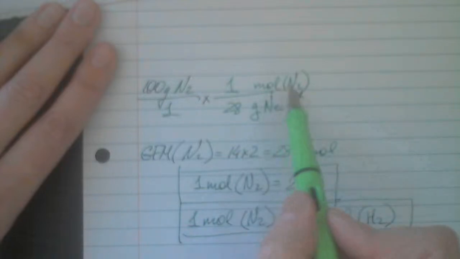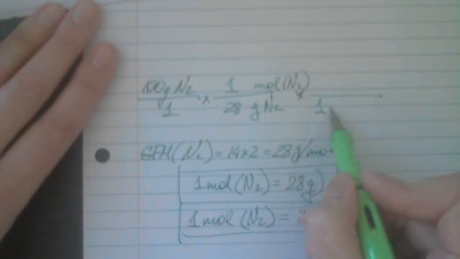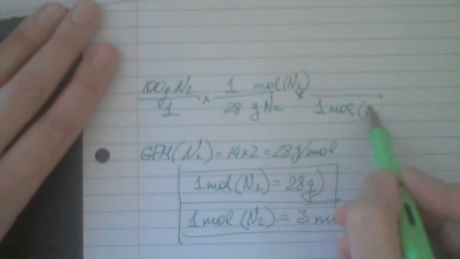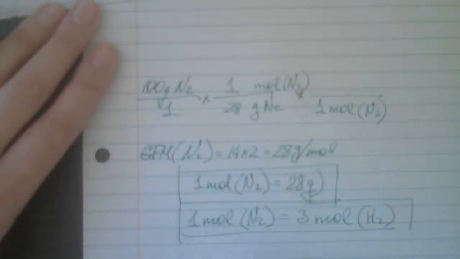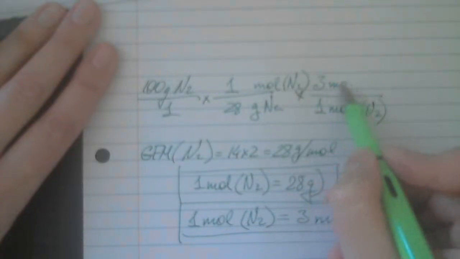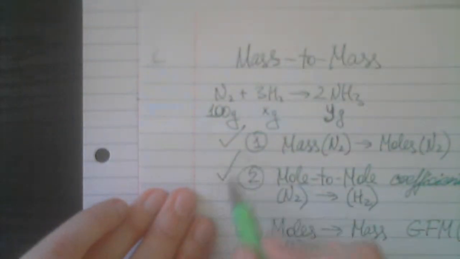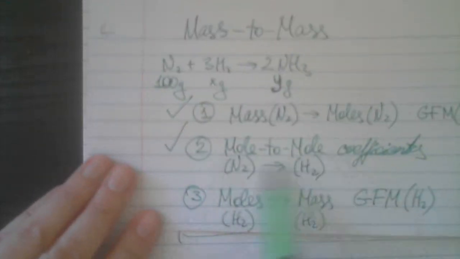Okay, I want moles of nitrogen to disappear. So moles of nitrogen go into denominator. 1 mole of nitrogen goes to denominator. 3 moles of hydrogen go into the numerator. And through that, we achieved step number 2. We just did the conversion. The step number 2 is mole to mole. Moles of nitrogen into the moles of hydrogen.